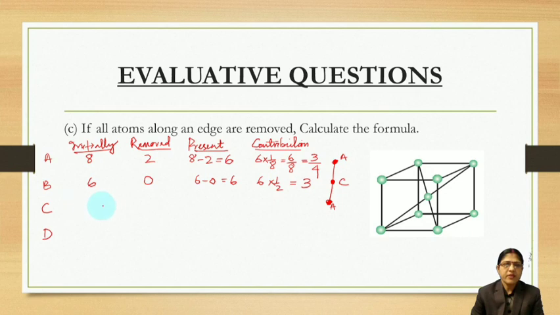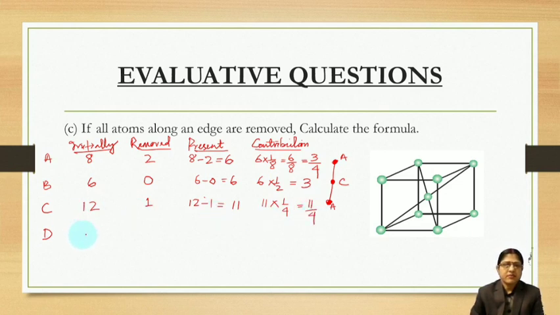Right? Then C is the edge center. So edge center, how many? Only an edge's atoms are removed, so only one edge center atom comes on an edge. So initially how many edges are present? 12. Removed how many? Only 1. So present 12 minus 1, 11. Right? So their contribution, edge center, is 1 by 4. That is 11 by 4.